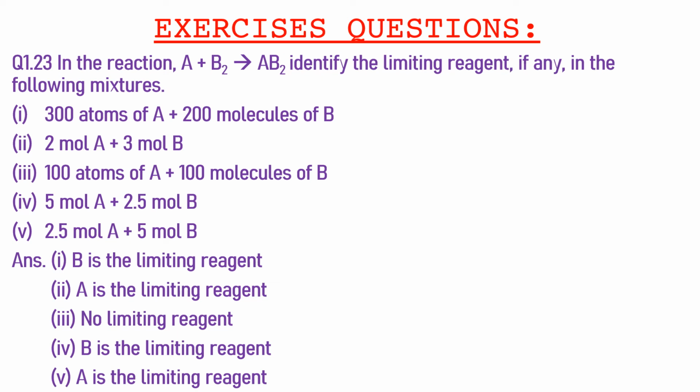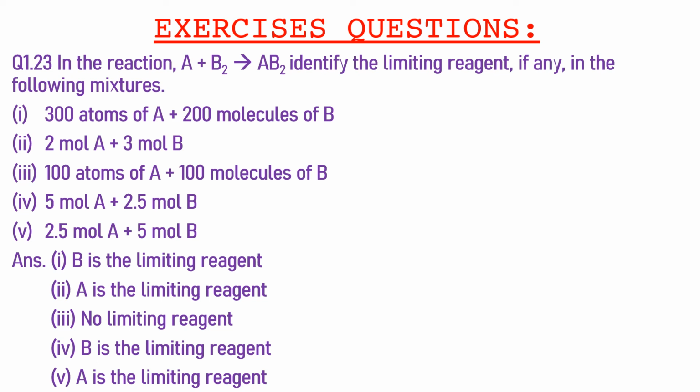So the next one is 5 moles of A and 2.5 moles of B. Which one would be the limiting reagent? Obviously B will be the limiting reagent, because 2.5 moles of B will react with only 2.5 moles of A, and 2.5 moles of A will remain unreacted. So A will be the excess reagent and B will be the limiting reagent.